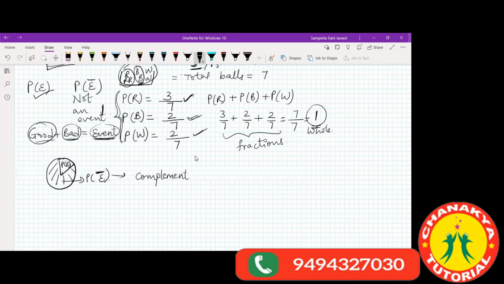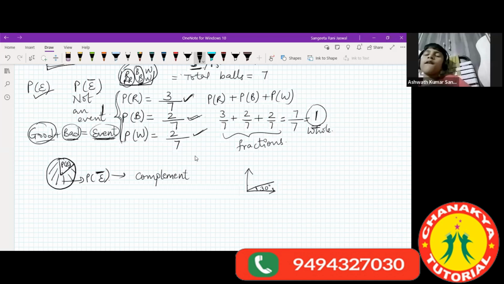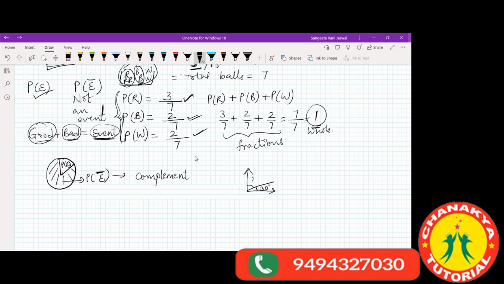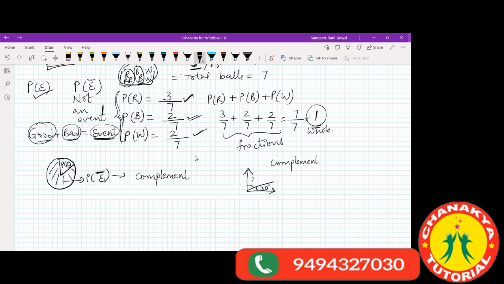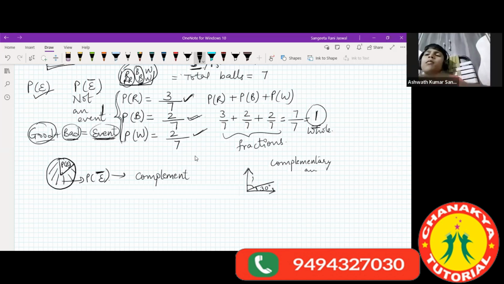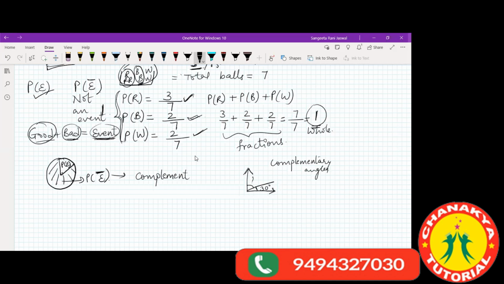If I have to make a 90-degree angle, but I have only a 30-degree angle with me, what is the complement of 30 degrees? What are complementary angles? Complementary angles are those angles whose sum is 90 degrees. So the complementary angle will be 60.